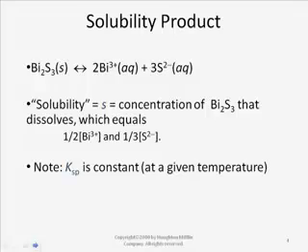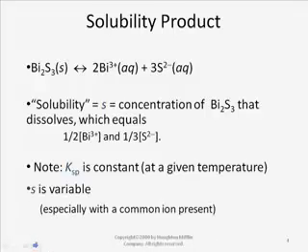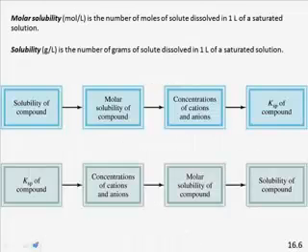The KSP, our equilibrium constant, is a constant for a given temperature. However, the solubility can be variable. Again, this is similar to the fact that we can have many equilibrium positions that are defined by a single equilibrium constant.